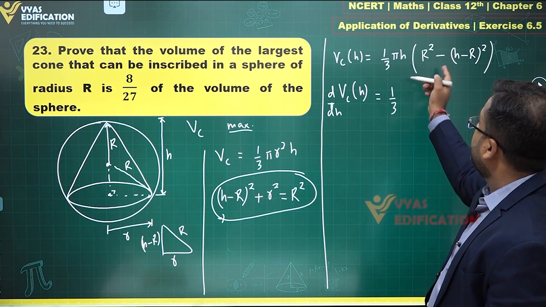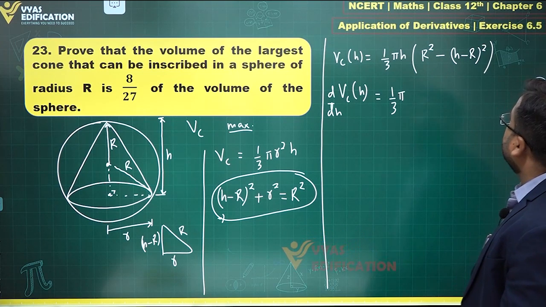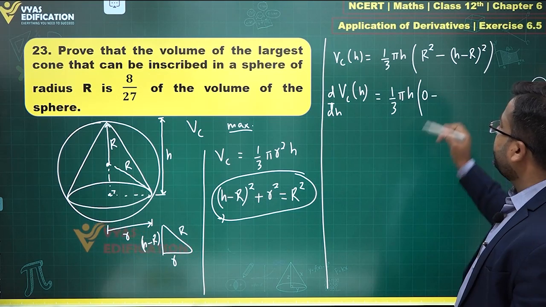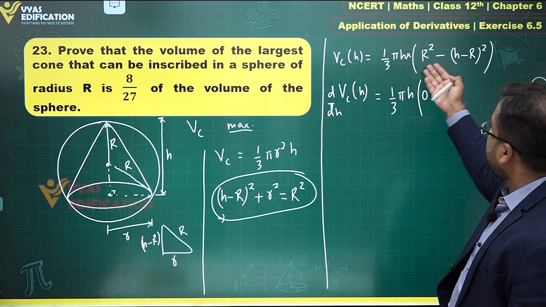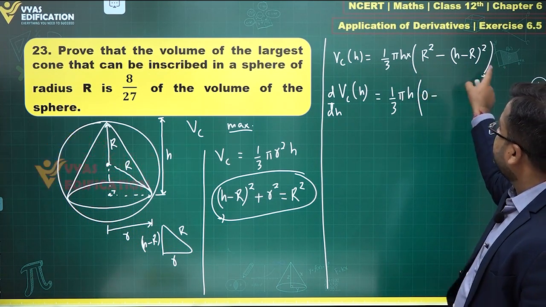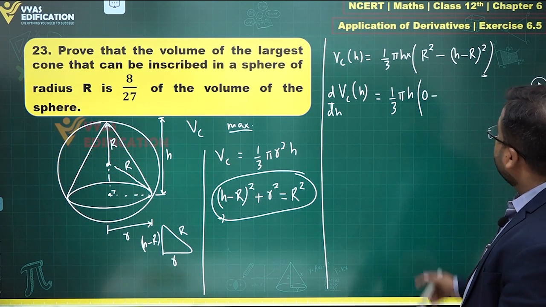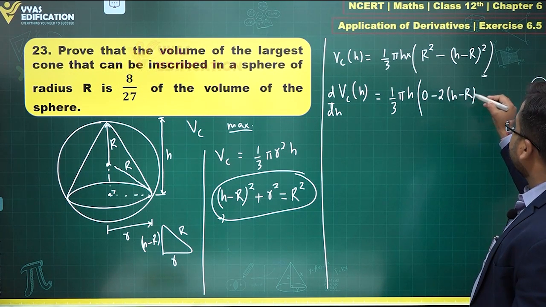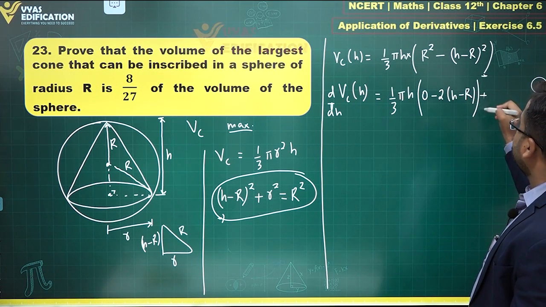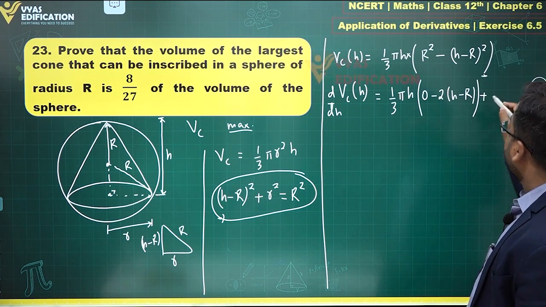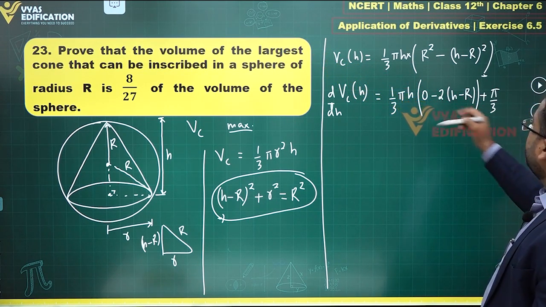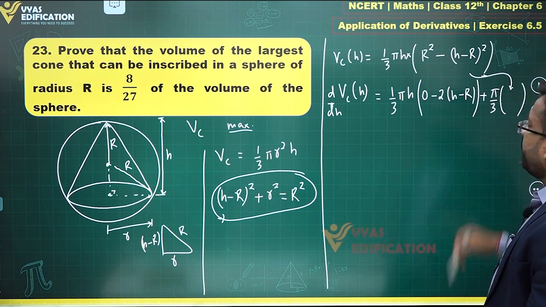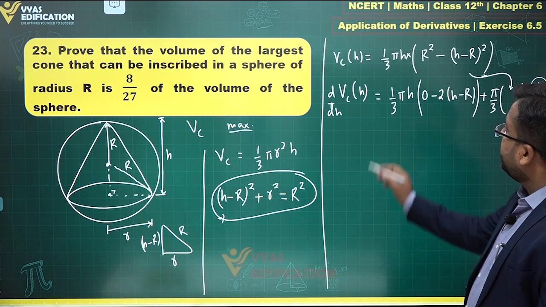1 by 3, this will become pi, and h. The r square is gone, derivative 0. We're applying the product rule: this times derivative of this plus this times derivative of this. So r square is gone. This becomes 2 times h minus r, and the derivative of h is 1 after that. Plus the other term will be pi by 3 times derivative of h, which is 1, and times this huge bracket over here. Okay. And can we simplify this?